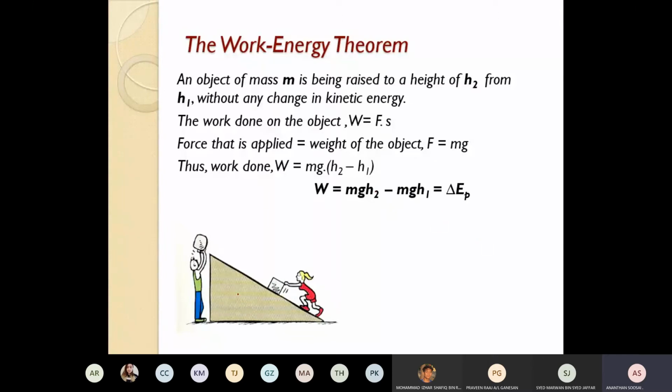If h1 is 0, if you start moving it from the ground, then the work done is mgh2. So this is the gain in potential energy, the potential energy formula mgh. It is also derived from work, force times distance travelled. All our energy formulas are originally derived from work. Work is what is used to gain energy.